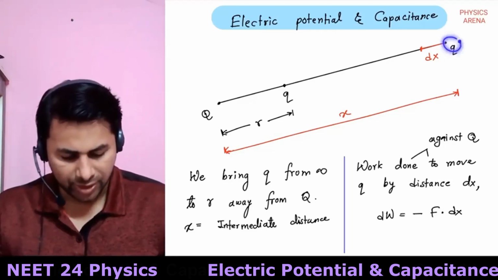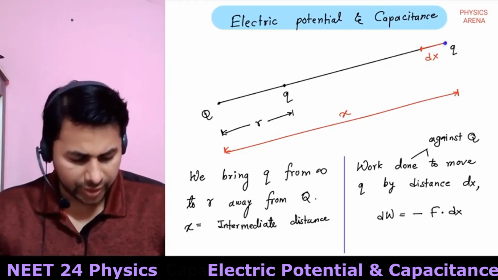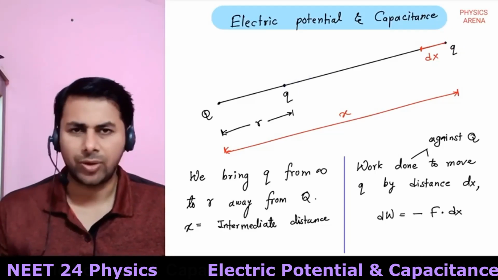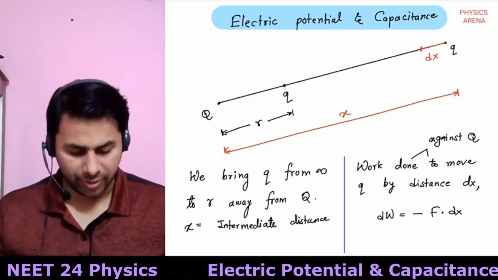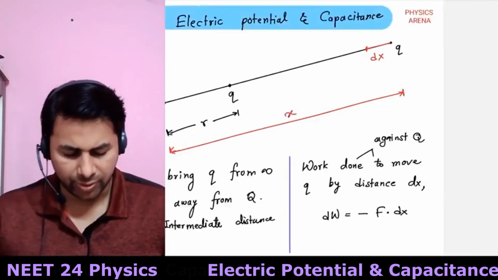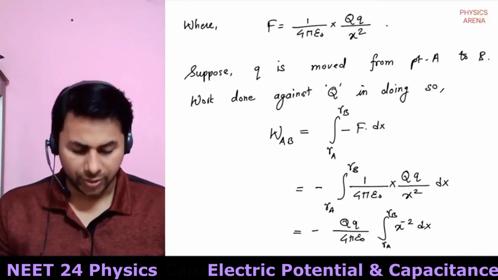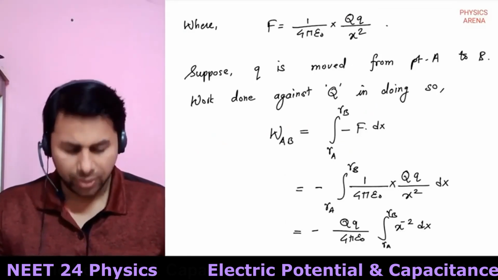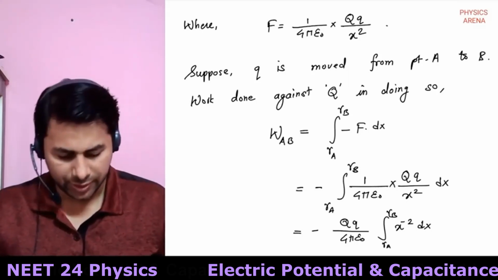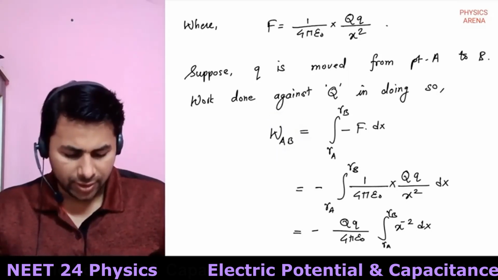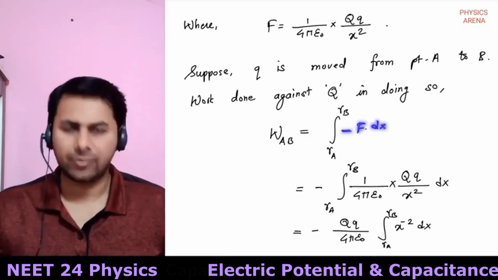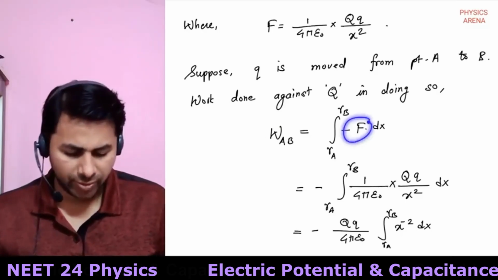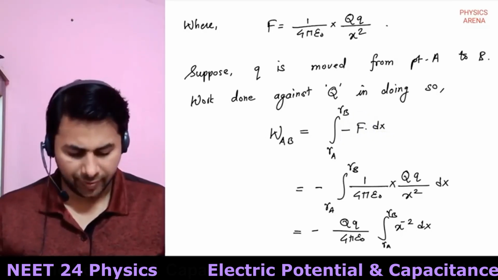Now how much is the work done? Suppose we bring this charge from this point, so there would be some force on it. How much is the force? 1 upon 4 pi epsilon naught multiplied by q upon r square. So if it is at distance x, the force will be 1 upon 4 pi epsilon naught into capital Q times small q upon x square, right? Then in order to bring it, we have to apply an opposite force. So work done will be equal to minus of F dot dx, because the force would be opposite. For small displacement dx, work done would be minus of F dot dx.